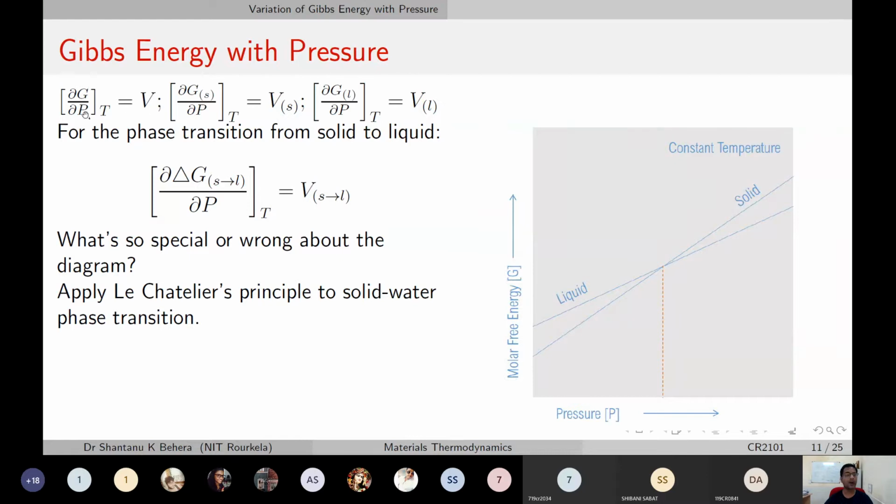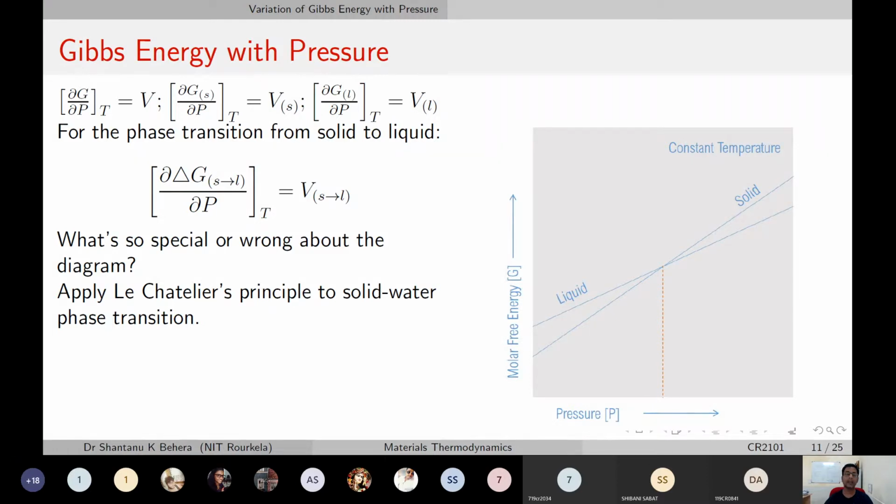All right, and when you take a partial of free energy with pressure at constant temperature, it is nothing but volume, right? And this is a generic form, and that you can find out for a solid system. Okay, and the same thing for this liquid system you can find out. So if we talk about water, then we'll see that the partial G by P of solid water is the molar volume of solid water. Likewise, partial G by P of liquid water at constant temperature is the molar volume of liquid water itself.